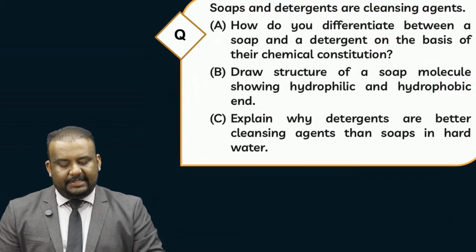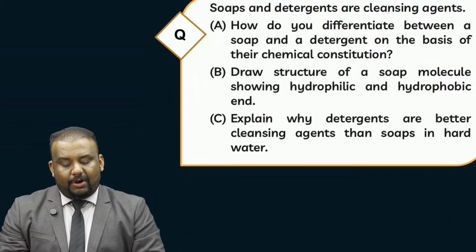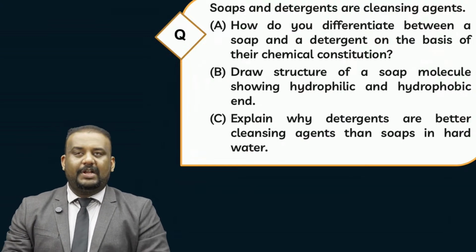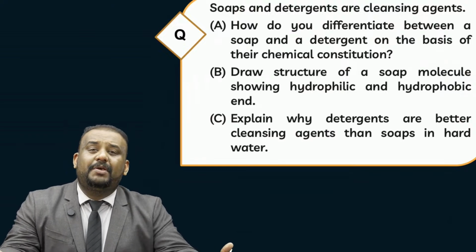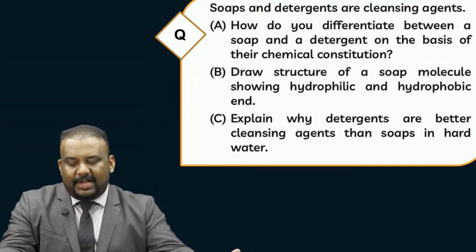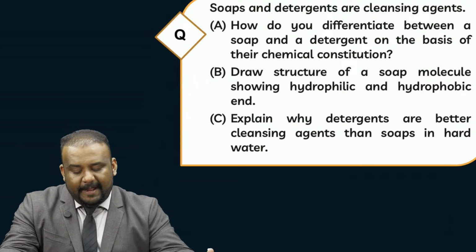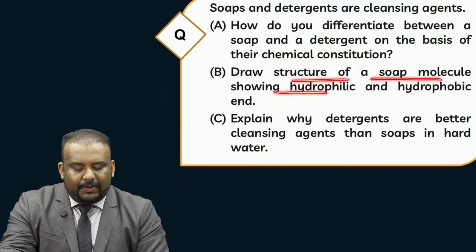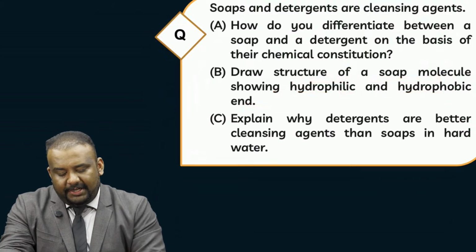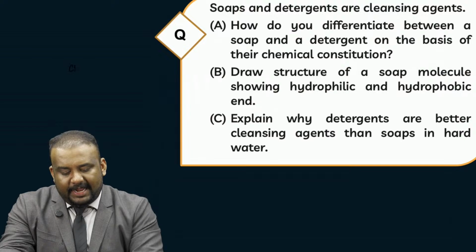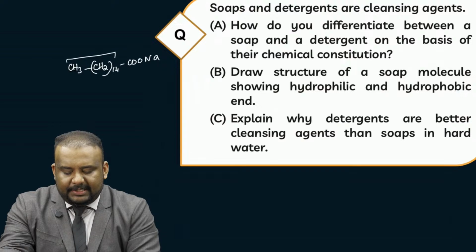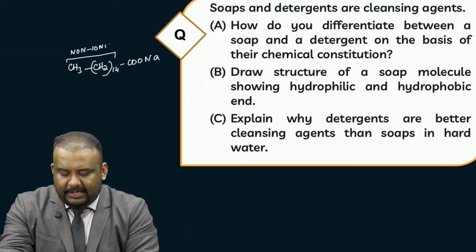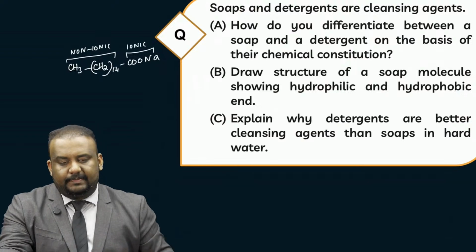Soaps and detergents are cleansing agents. How do you differentiate between soap and detergent on the basis of their chemical constitution? What is soap? Soap is sodium or potassium salts of long chain carboxylic acids, whereas detergents are ammonium or sulfonate salts of long chain hydrocarbons or carboxylic acids, isn't it? That is the main difference chemically. Draw structure of a soap molecule showing hydrophilic and hydrophobic end. That I already showed you. You can take any example for that. You can take palmitic acid, sodium palmitate or sodium stearate or any example. CH3, CH2, 14 times COONa. This you can take. This part is the non-ionic end and this part is the ionic end. Clear?